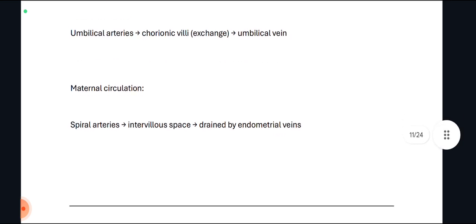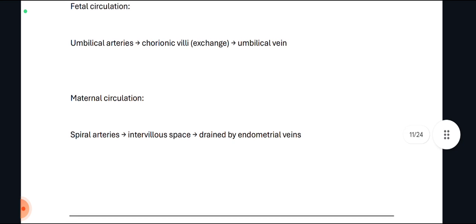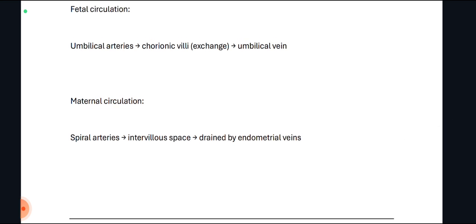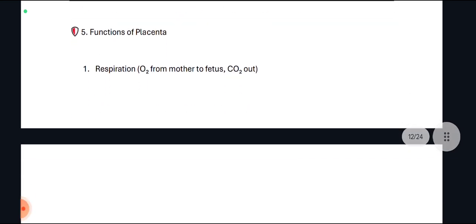Now, what about the maternal circulation? Maternal uterine artery gives branch to spiral arteries. These spiral arteries enter into the intervillous space, and these are drained by endometrial veins. And this intervillous space is the site where the exchange of nutrients and gases is happening. Now, what are the functions of placenta?